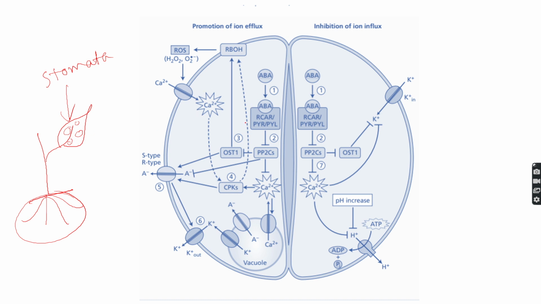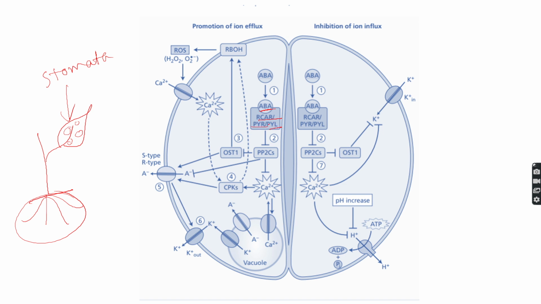This is the picture of a guard cell and this is the stomatal pore. In the guard cells, there are receptors present in the cytosolic region, and they are receiving the ABA. These are the receptors RCAR, PYR and PYL.